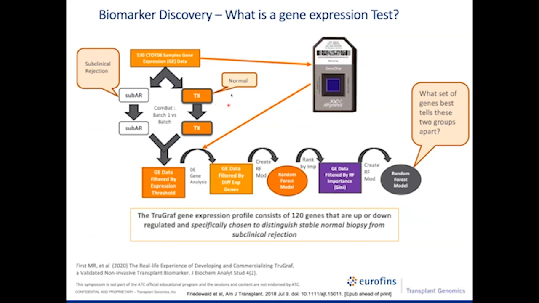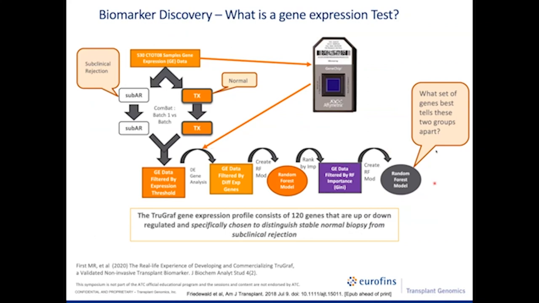That was called TX, or transplant excellence. Then we had a large group that had subclinical acute rejection, again defined, as I said earlier, with stable, normal function, but a biopsy showing rejection. And we took these two groups and looked at their blood and ran a gene expression profile using an Affymetrix gene chip. And we come up with a bunch of genes that can be put through this bioinformatics pathway shown here, and we create what's called a random forest model.